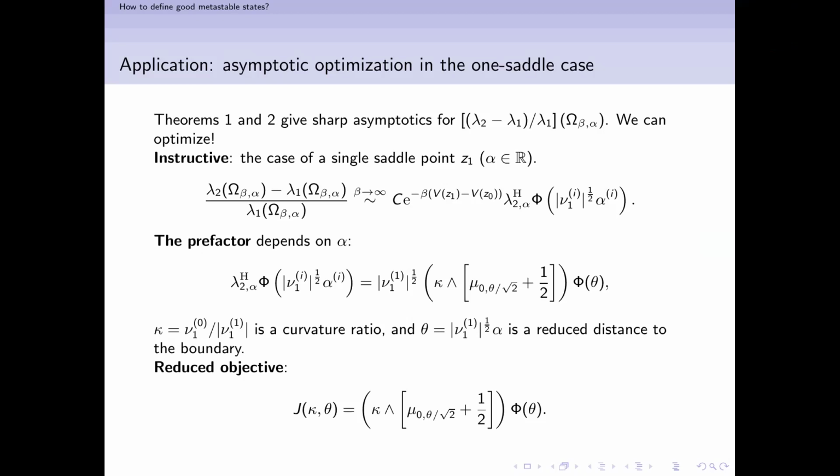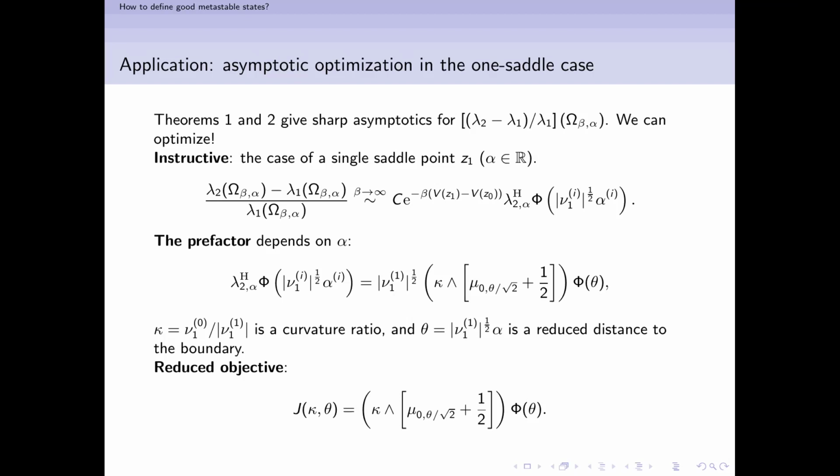If you manipulate this expression, you arrive at this thing. This is the prefactor, which we want to maximize. And it comes out that you want to maximize this function J of kappa and theta. Kappa is just the ratio of the curvatures between the unstable curvature at the saddle point and the soft curvature at the minimum. So now you have this objective which doesn't depend on alpha, and it's just a 2D thing. So you can fully optimize it.